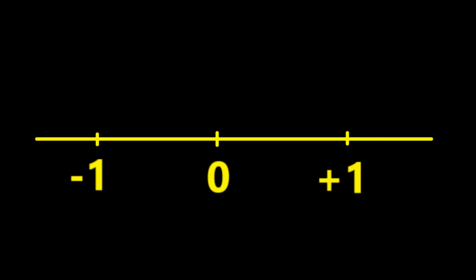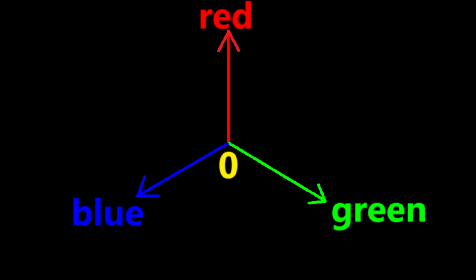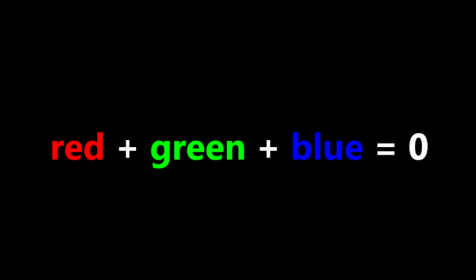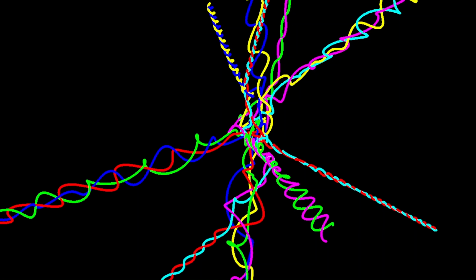With two charges, we can plot their values on a number line. Their values are simply +1 and -1. For three charges, let us plot them as vectors on a 2D plane. Let us call these three charges red, green, and blue. According to the rules of vectors, we see that red plus green plus blue cancels out to 0, which we'll call white. How do we calculate the attraction between these different charges?